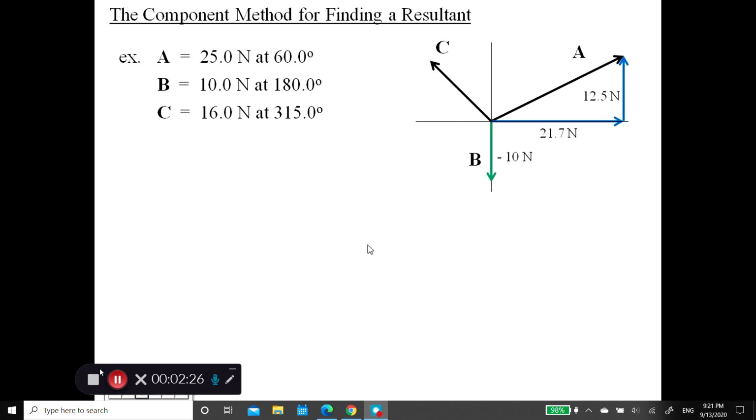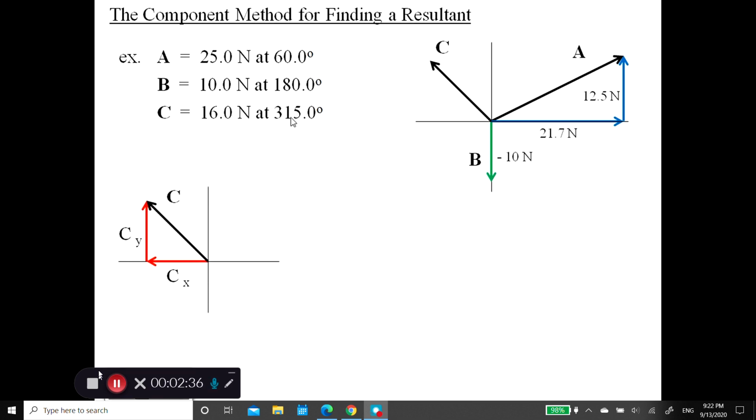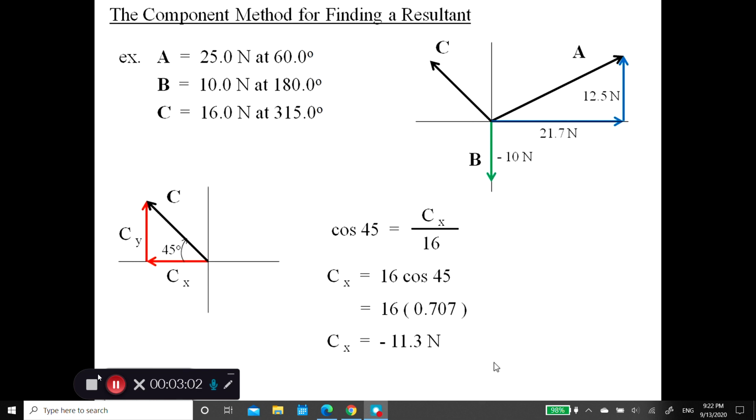Now, let's deal with vector C. Vector C, we can break into components, c sub x and c sub y. And the angle here is the difference between 315 and 270, which is 45. C sub x is the adjacent side to my angle, and so we're going to use a cosine function, which is the cosine of 45 is c sub x over 16, 16 being the length of vector C, the hypotenuse. Multiplying 16 across, it turns out to have a value of 11.3 newtons.